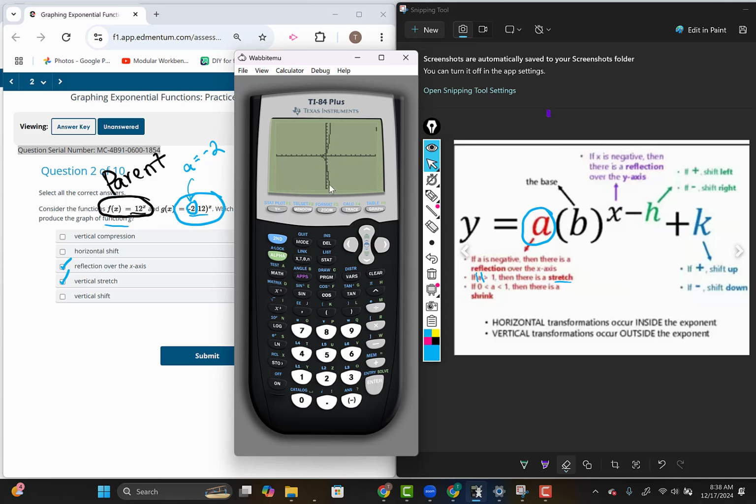But I think you can still see, at least as far as the reflection goes, you can see pretty clearly there's a reflection. It's difficult to tell how much this graph has been stretched or compressed. So that's why the rules are handy to know as well. So use the graphing calculator to get a visual and use the rules to help you get this answer.